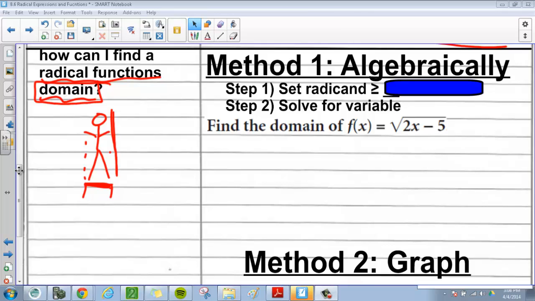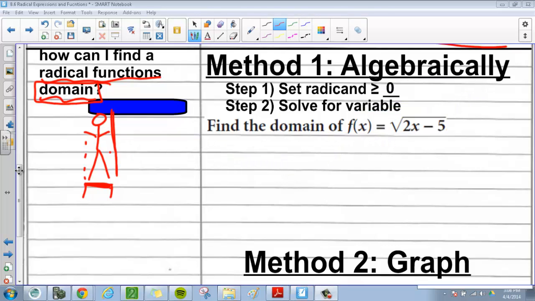We'll start with the first one, and I got two steps for that. Step one is to set the radicand greater than or equal to 0. Okay, so you might say, hey, what is this radicand thing you speak of? Well, here it is. The radicand is something under the radical. So we just got to set that greater or equal to 0. And step two is solve for the variable. And that variable in this situation is that x right there.